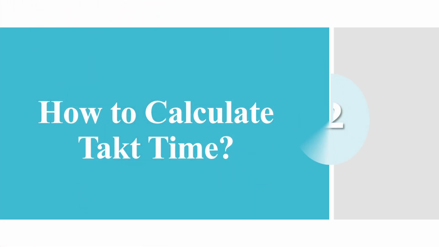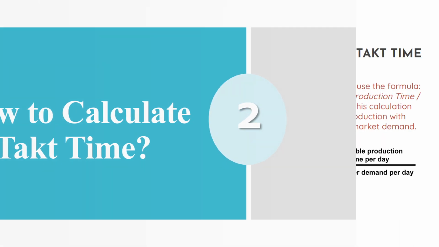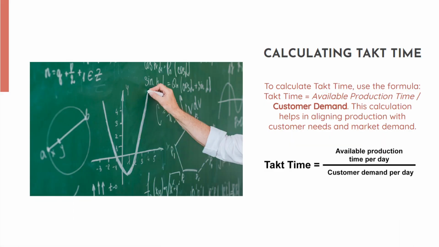Now let us understand how we have to calculate the Takt time. So, as I already discussed, what is the formula for Takt time? Takt time is equal to available production time per day divided by customer demand per day. It is the simple formula and simple meaning of Takt time. So let us move ahead and see how we can calculate.